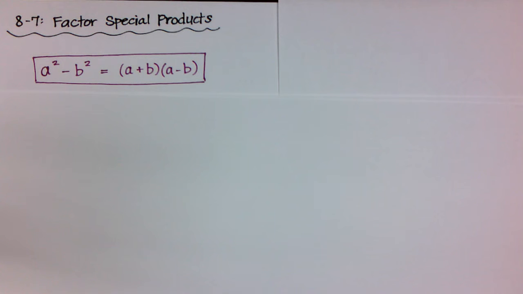Hello class, this is lesson 8-7 in our textbook titled How to Factor Special Products. We've done a lot of factoring already. Some of them were pretty difficult, but this lesson's really easy. There's just some very special cases that follow a specific rule.